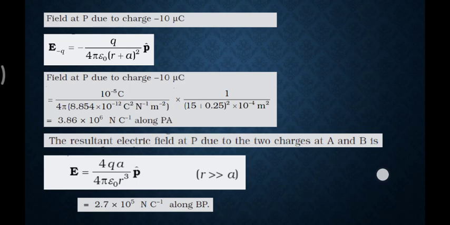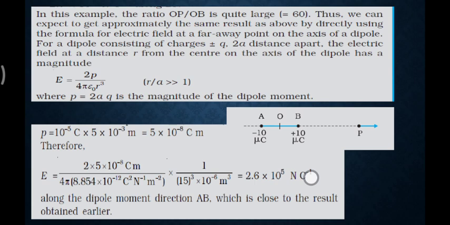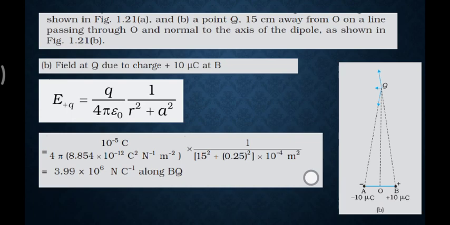Okay, so the answer here is 2.7 into 10 to the power 5, because of the reduction in this equation using the dipole moment. If we neglect a and calculate the electric field using the dipole moment along the dipole axis, it is close to the result obtained earlier. Okay, the dipole moment is always directed from the negative to the positive side, and the electric field is always from positive to the negative side. This is something you have to keep in mind.